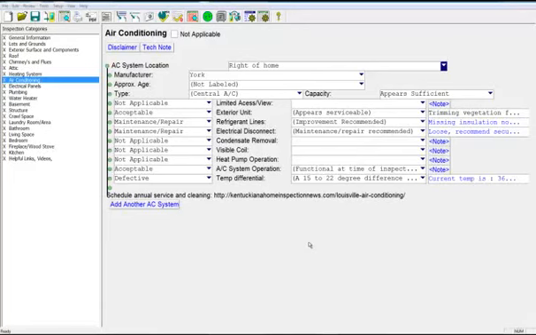This video is to help you during your inspection of an air conditioning unit. The first line that we come to is the location of the unit. Here you will put that it's at the left, front, right, or rear of the home. In this case it's at the right of the home.